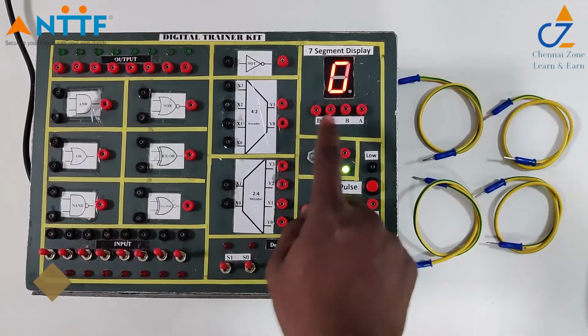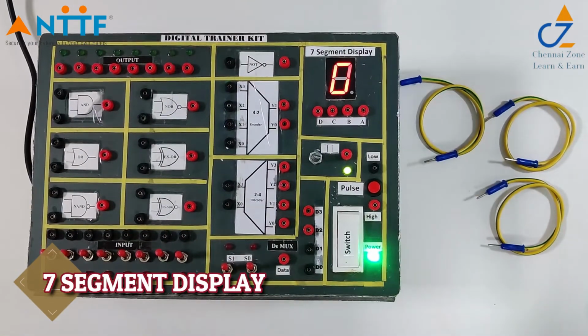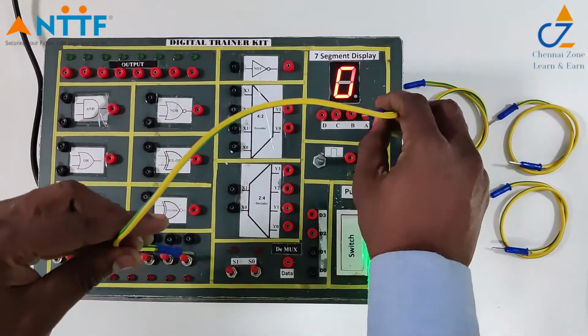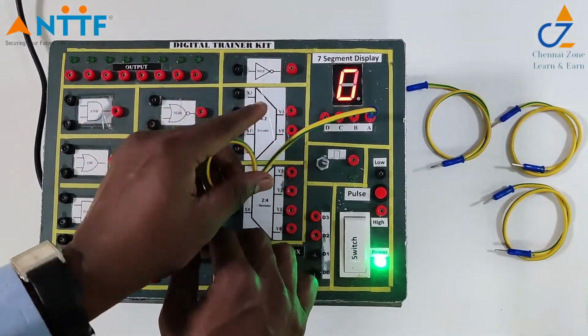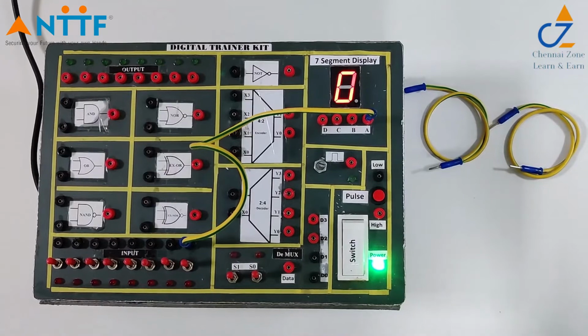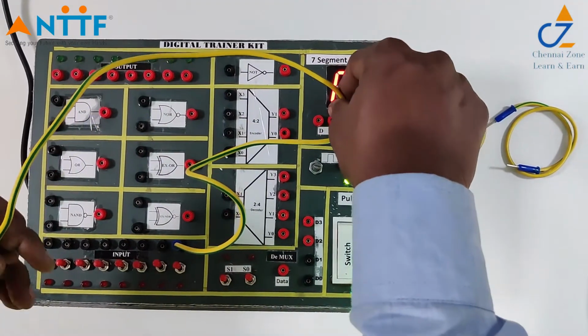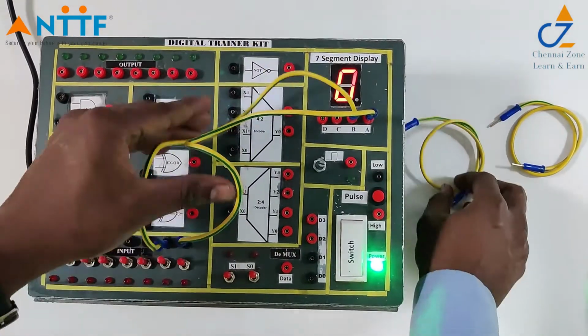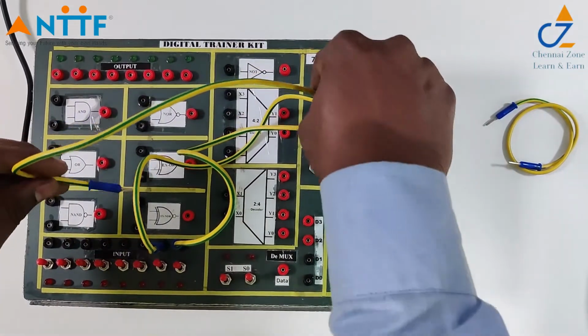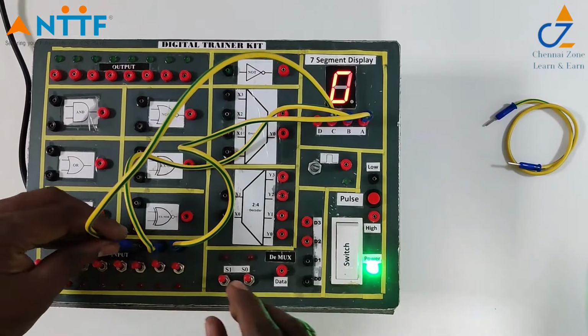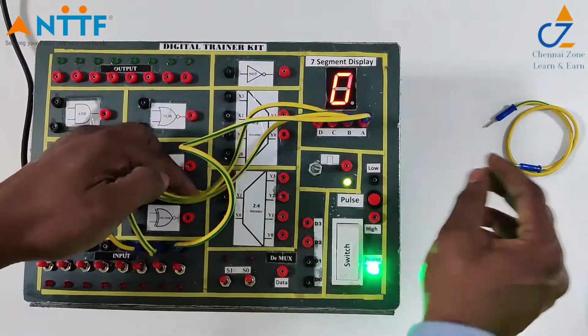Digital trainer kit, we are going to learn about the 7-segment display. The 4 inputs are named A, B, C, D. So in this picture, we are seeing that the inputs are connected with the respective switches. In this way, we have to connect the 4 inputs of the 7-segment display with the 4 respective switches.